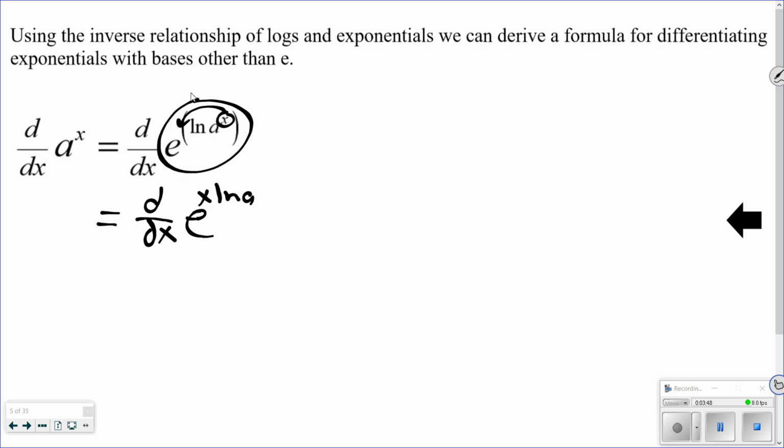Now I'm actually going to take the derivative. Let's use that rule we just did. If I'm taking the derivative of e to the x ln of a, the e to the x ln of a stays the same, but I have to multiply it by the derivative of that.